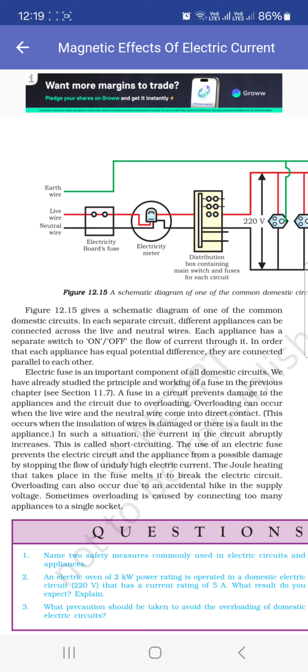Why are they parallel to each other? What is the advantage of parallel? The advantage of a parallel circuit is that the same voltage of the main lines is available for all the electrical appliances.